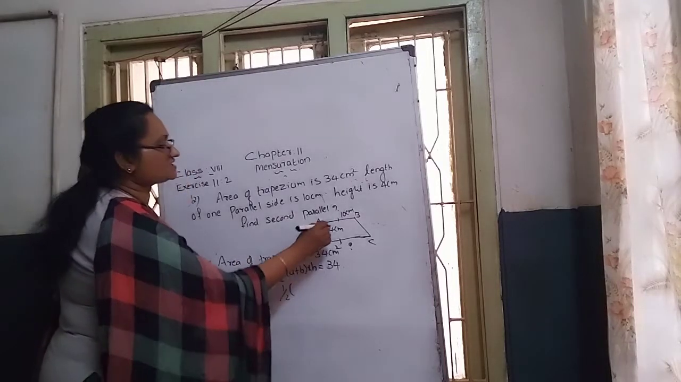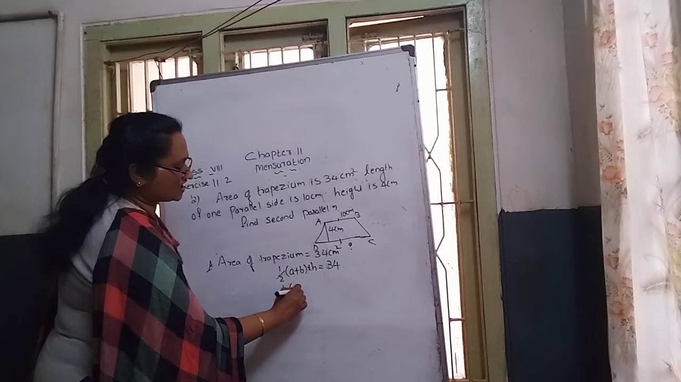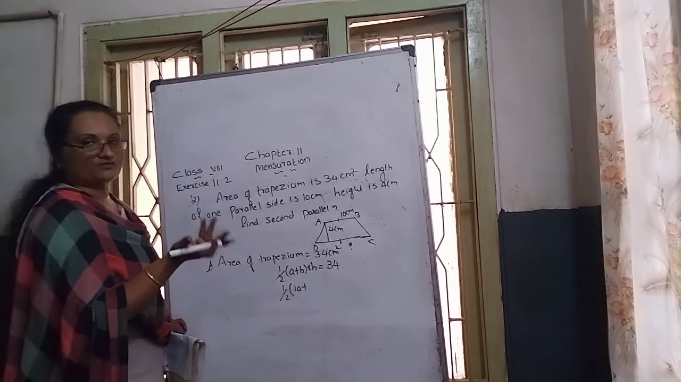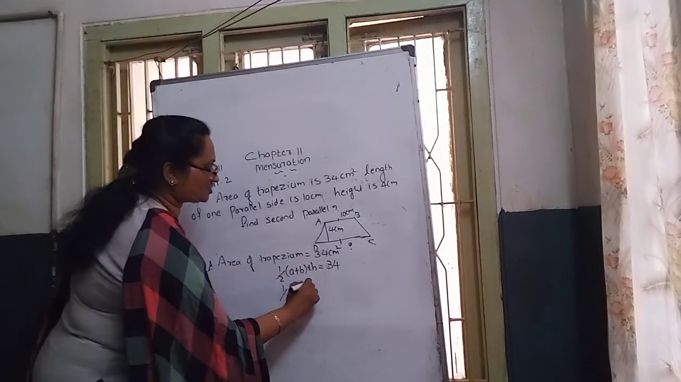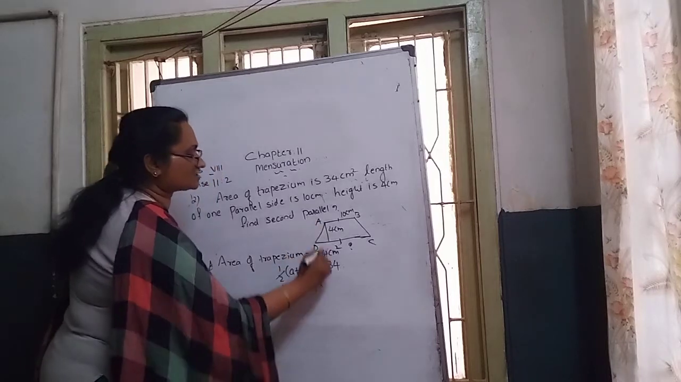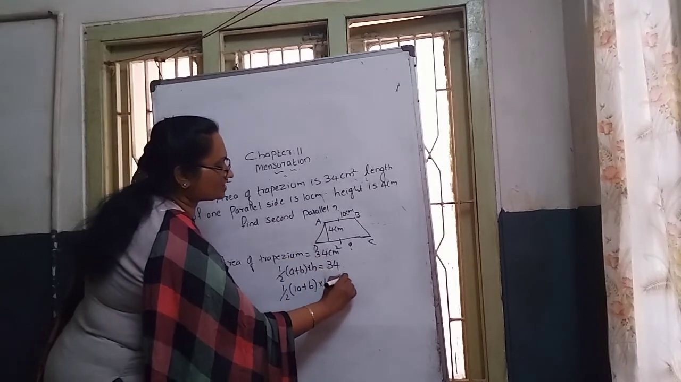Half into A means one parallel side. How much? 10. The second parallel side we don't know. We don't know B or X; any alphabet you can mark. B into height is how much? 4 is equal to 34.